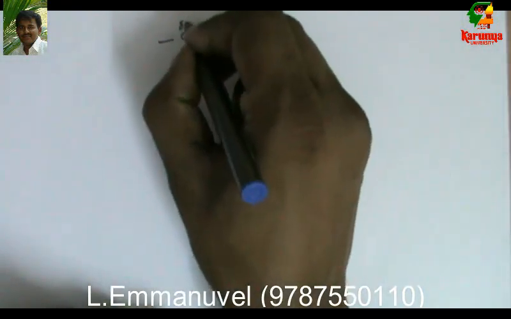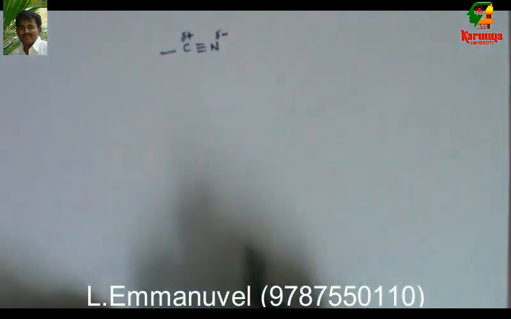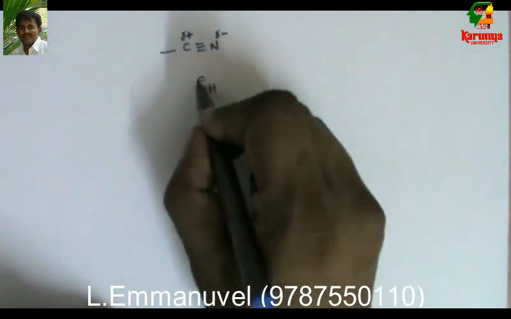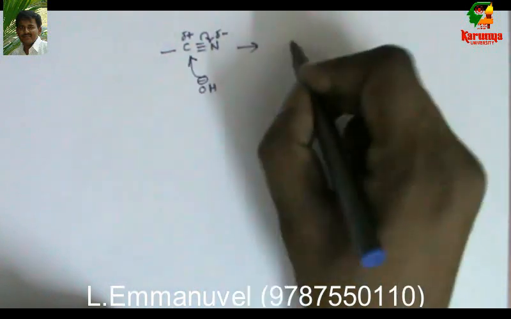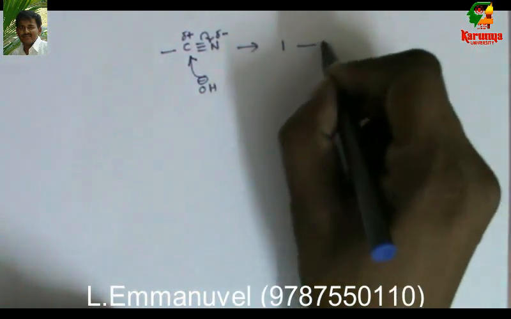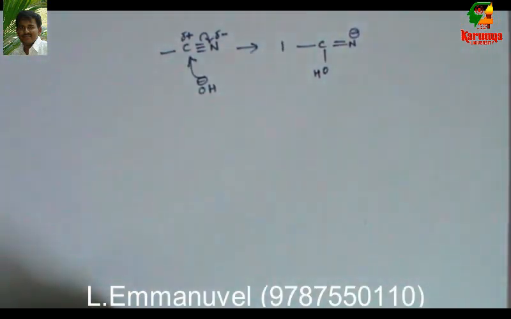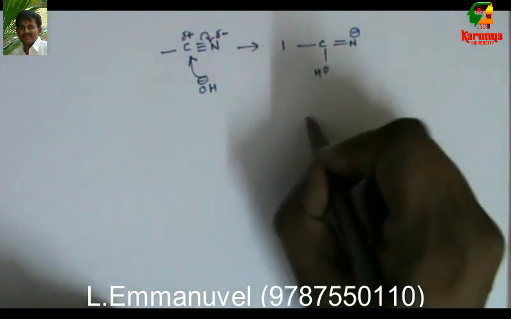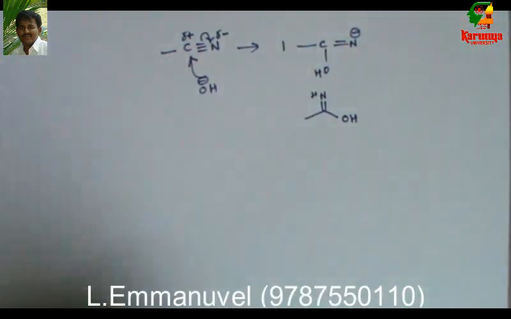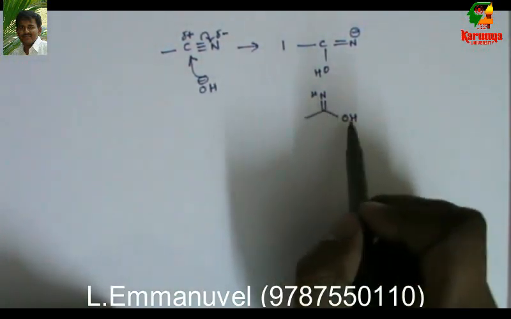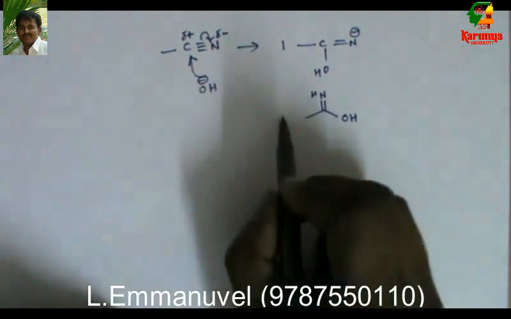Because of nitrogen, there is del plus on carbon and del minus on nitrogen. Now, if you add OH minus, this will attack. What we get is... so it will take a proton and what we end up with is... so basically it is an imine. After addition of base to the nitrile, what we get is an imine.